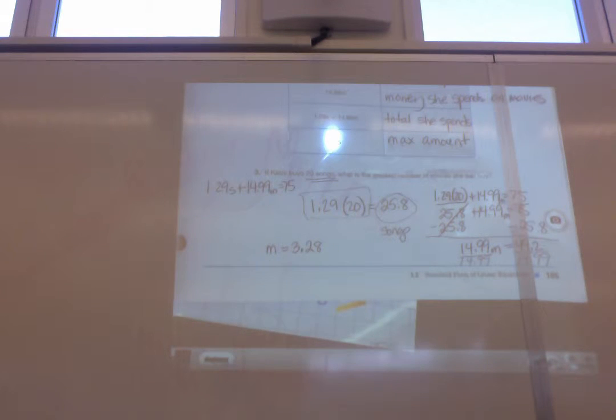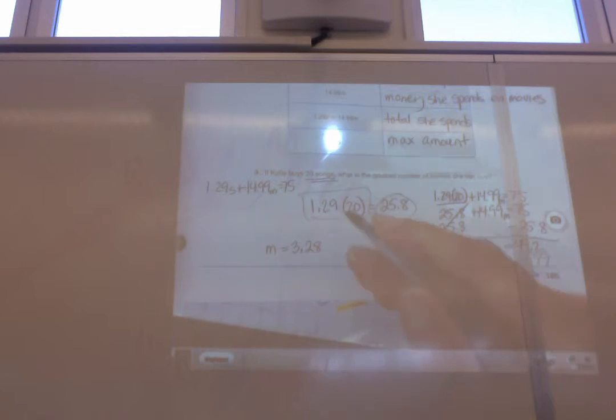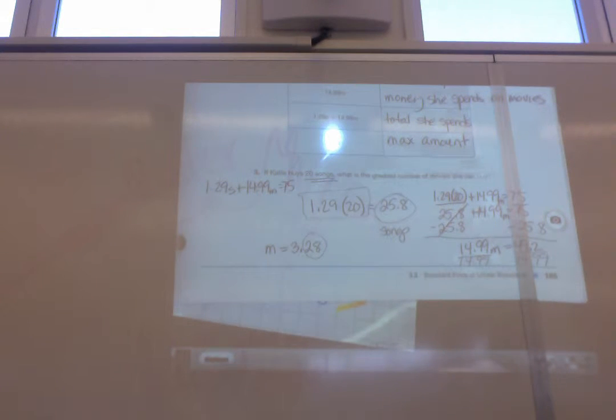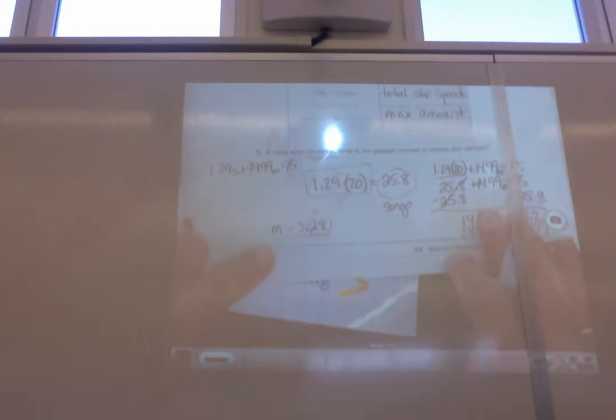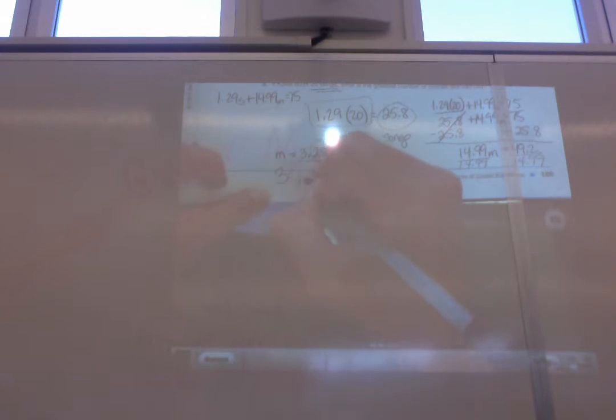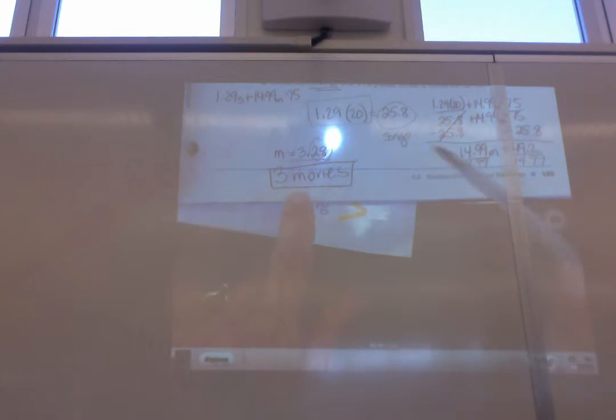Now that's mathematically correct, but I got to think of my scenario. If I'm trying to buy movies, are they going to let me buy 3 movies? Yeah. Are they going to let me buy 4 movies? Are they going to let me buy 0.28 of a movie? That's about a third of a movie. No. So mathematically, we would stop right here with our answer, but for our situation, we're going to say 3 movies. She has enough money left over after buying 20 songs to get 3 whole movies.